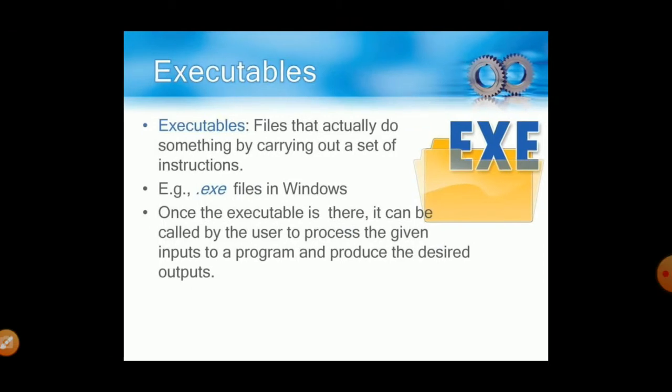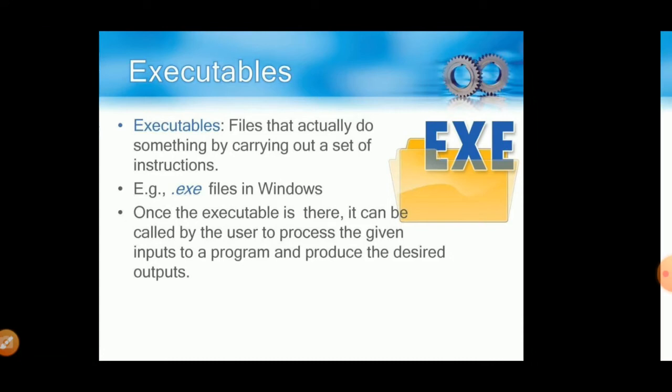Okay, what are exe files? Executable files. Files that actually do something by carrying out a set of instructions. Executable files are also known as setup files. These files have some extra information. Whenever we double click, it gets executed, follows some instructions, and gives us some output.